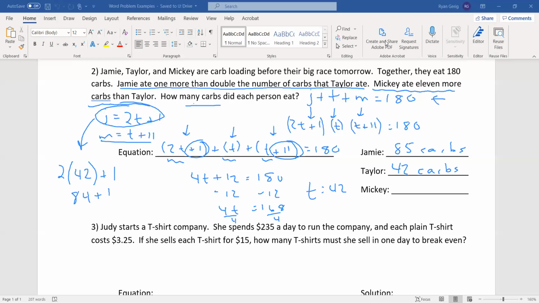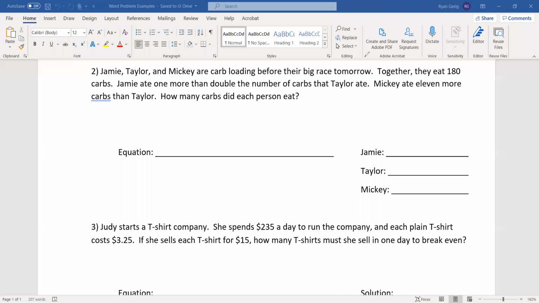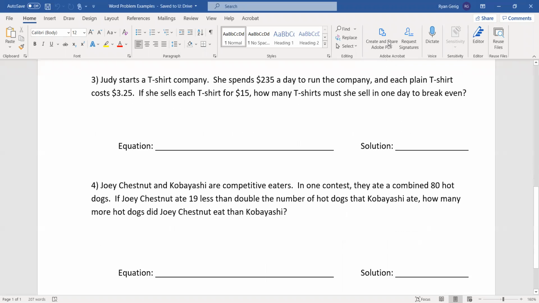And then Mickey. Taylor had 42. Mickey had 11 more than that. 42 plus 11 is 53 carbs. And if you want to check it, add up 85, 42, and 53. It should add up to 180, and it does. Okay, again, if you have any questions on that, pause this video, rewind, watch it again.